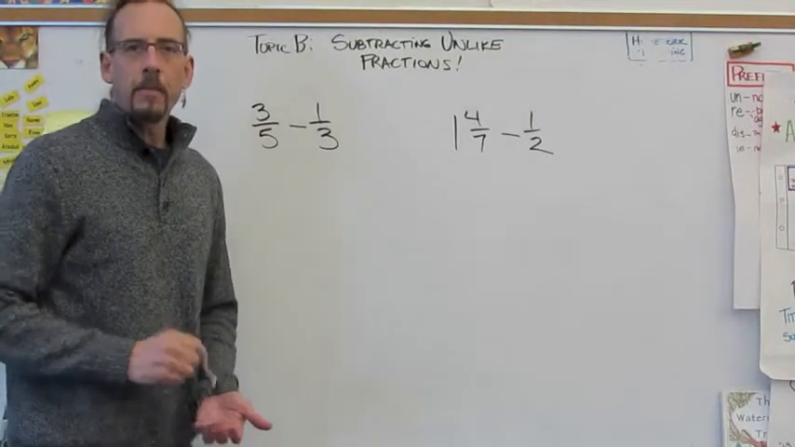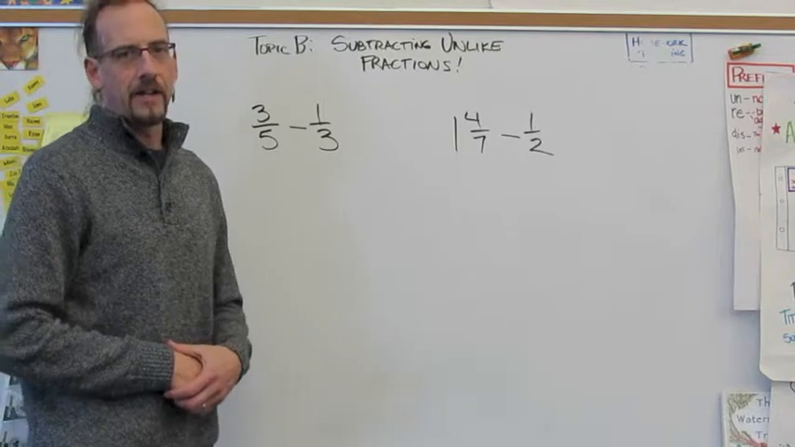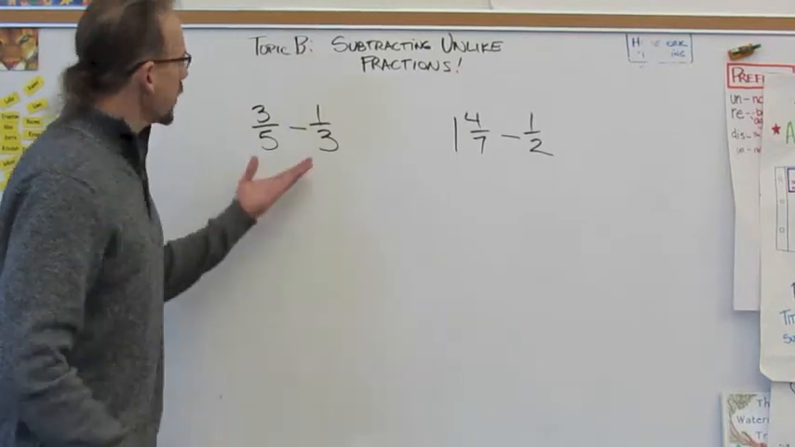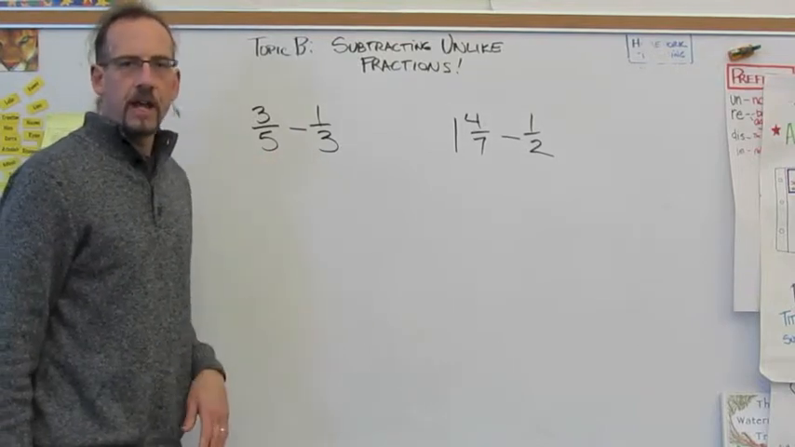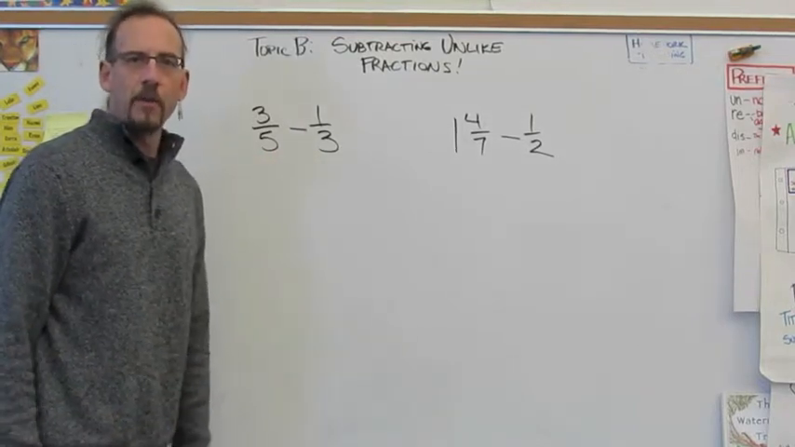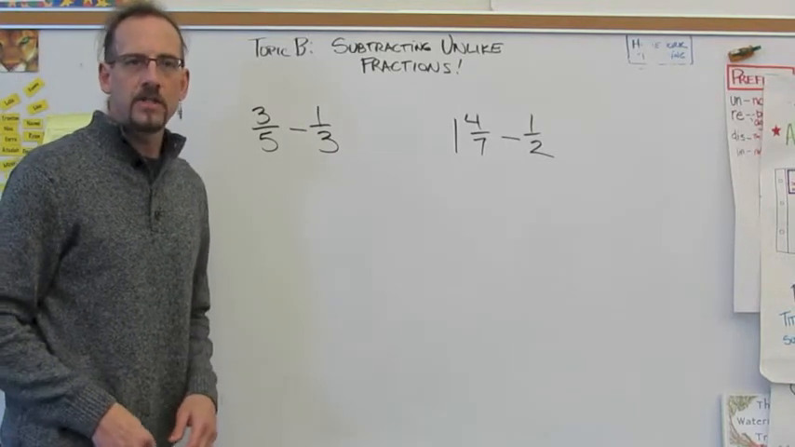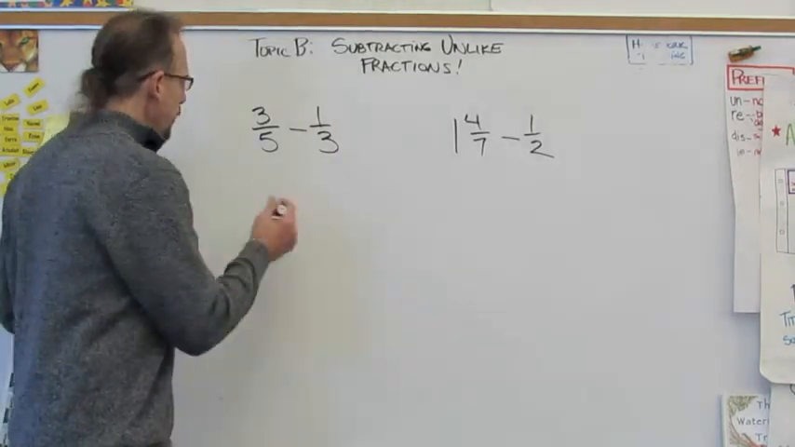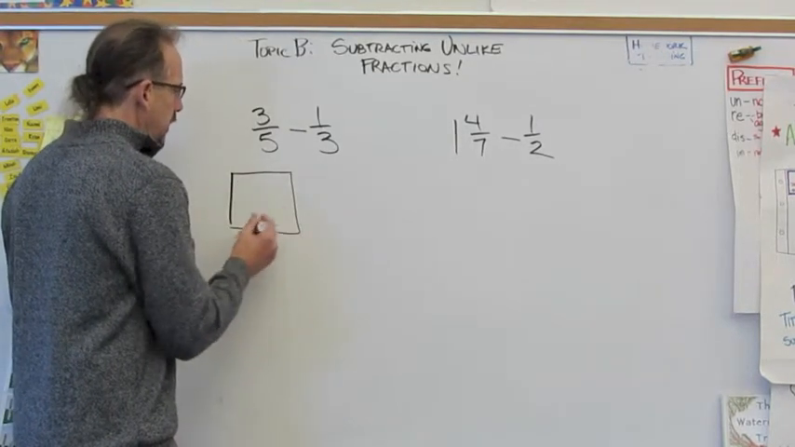Okay, still in topic B, we are also going to be working on subtracting fractions with unlike denominators. And again, we look at a problem like this and we see that the units are different and we cannot add them or subtract them when they have different units. So we have to rename them so that they have units that are the same. So just like before, we're going to use our area model to help understand that.